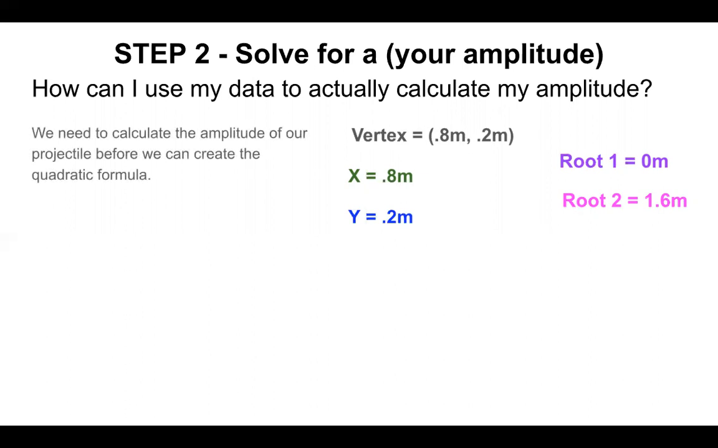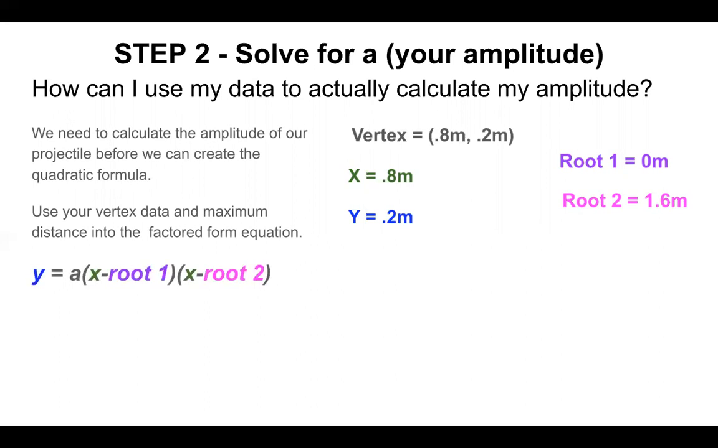In order to do this, we need to calculate the amplitude of our projectile before we can create the quadratic formula. You're going to use your vertex data and a maximum distance in the factored equation. If you forgot what the factored equation is, this is what it is: y equals a times the binomial x minus root 1 times x minus root 2. So this is the factored form of the equation.